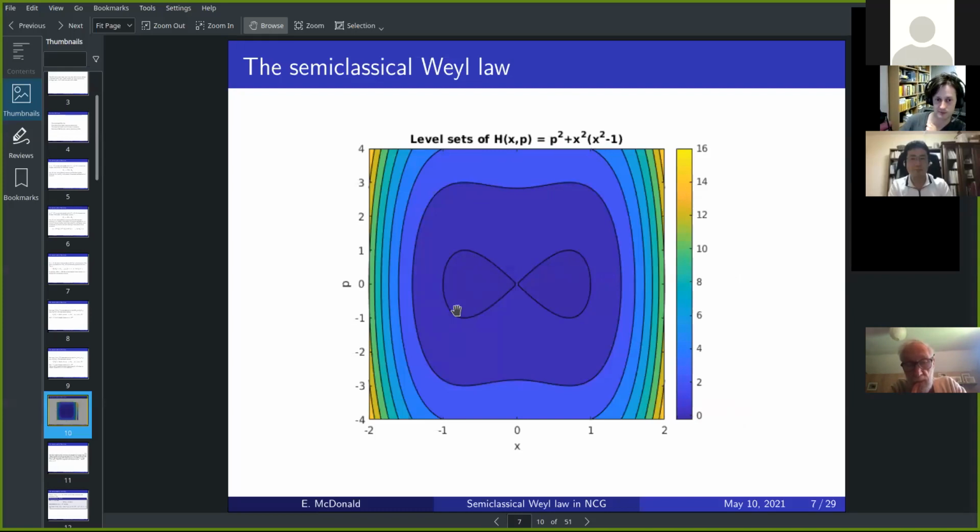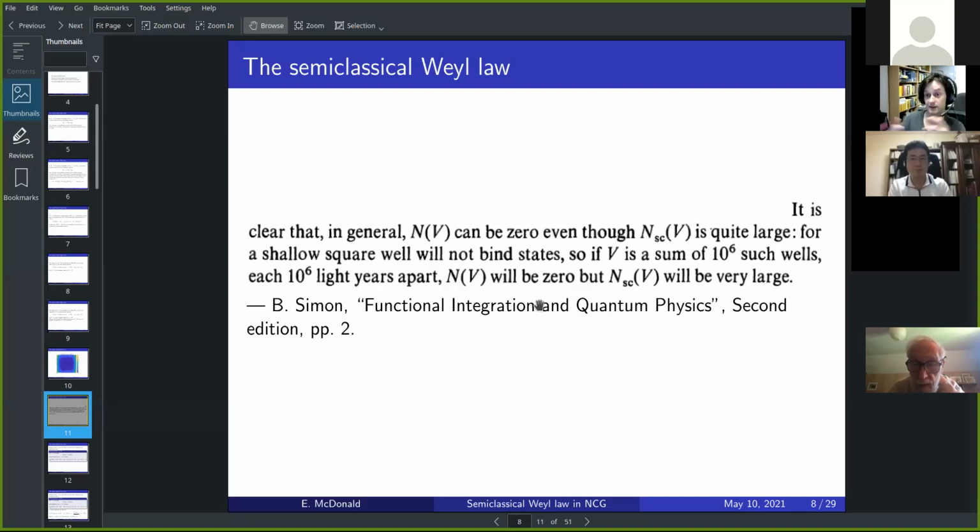And so I guess the semi-classical estimate says that we should guess that this area, this dark blue area, is roughly equal to the number of bound states of the quantum Hamiltonian H_V. But they can't be exactly equal. They certainly can't be exactly equal because one of them is integral valued and the other one's real valued in general. But they aren't even necessarily close to one another.